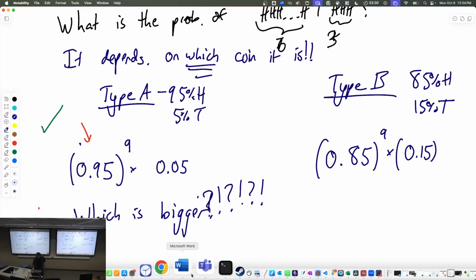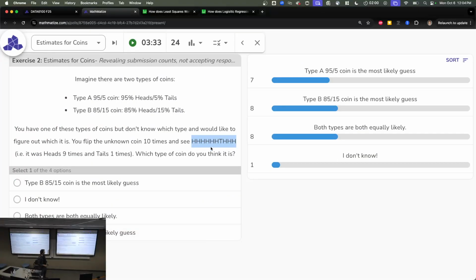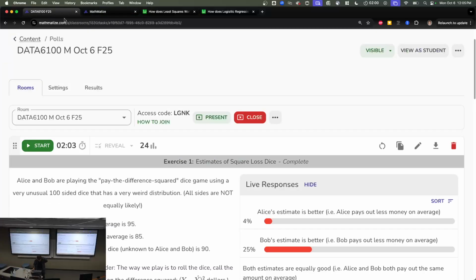Let's re-vote on this question. The answer is going to be whichever was bigger. Is it more likely it's a type A coin? Is the A probability larger? Or is it more likely to be a type B coin? Is the B probability larger? It's hard to know. You've got to type it in your calculator and figure it out. I'm going to re-vote it. It's going up for another minute. You tell me which one is the right one.